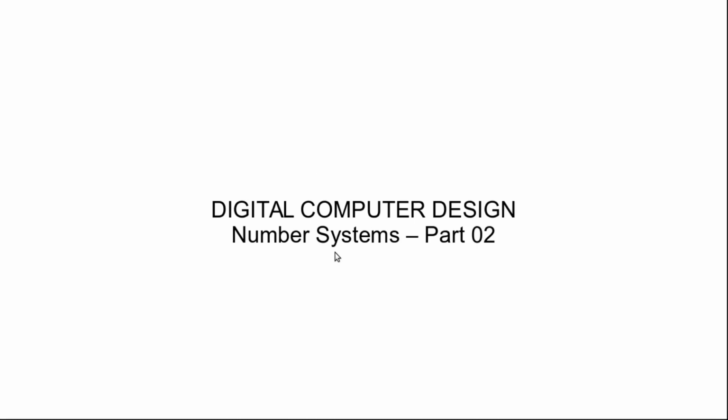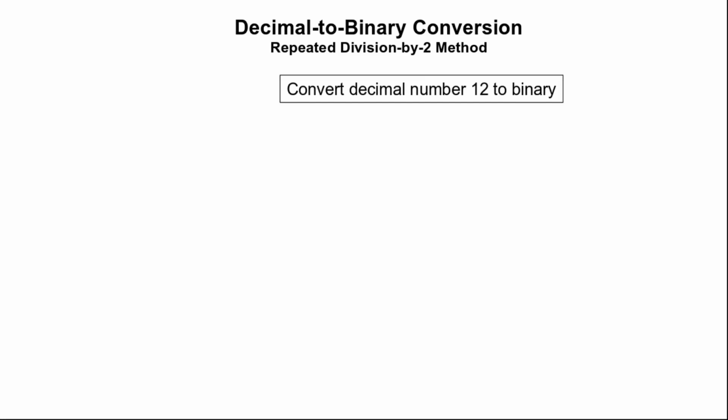Today's class will be again on number systems, and today we will see how to convert decimal numbers to binary. There are two different methods to convert decimal to binary. The first method is repeated division by two. So let us try to understand this method using an example. We will try to convert the decimal number 12 to binary.